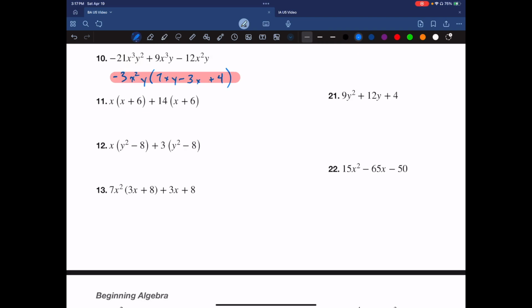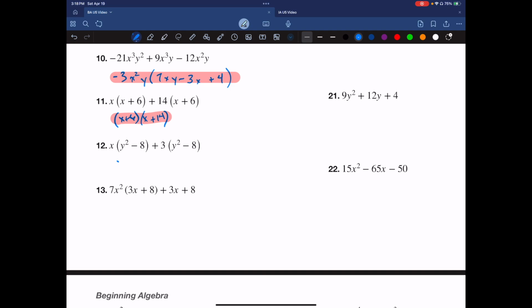Okay, now the GCF is simply what is common between all your terms. And that thing can be a binomial, like on 11 and 12 and even 13. My GCF is in fact a binomial, so I'm going to take it out. So it's going to be x plus 6. Then I'm going to put together what was once outside of those things. So it's going to be x plus 6 times x plus 14.